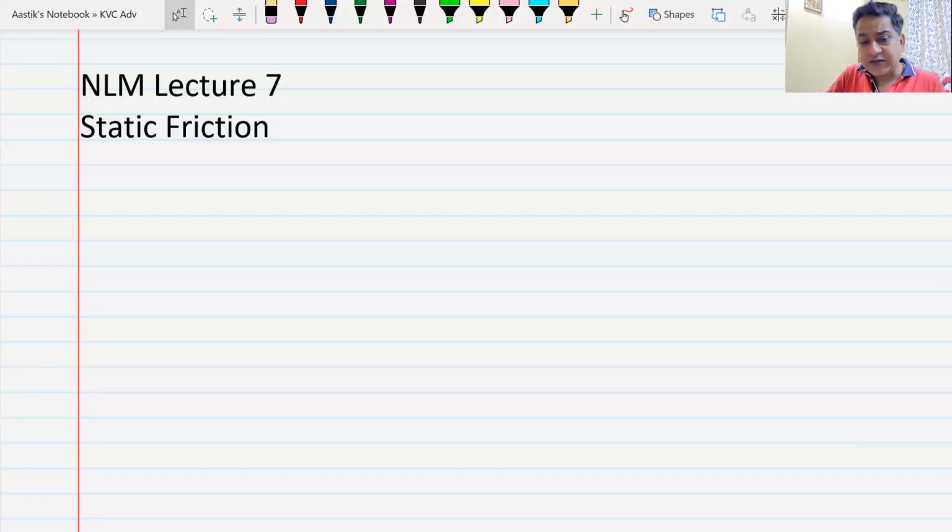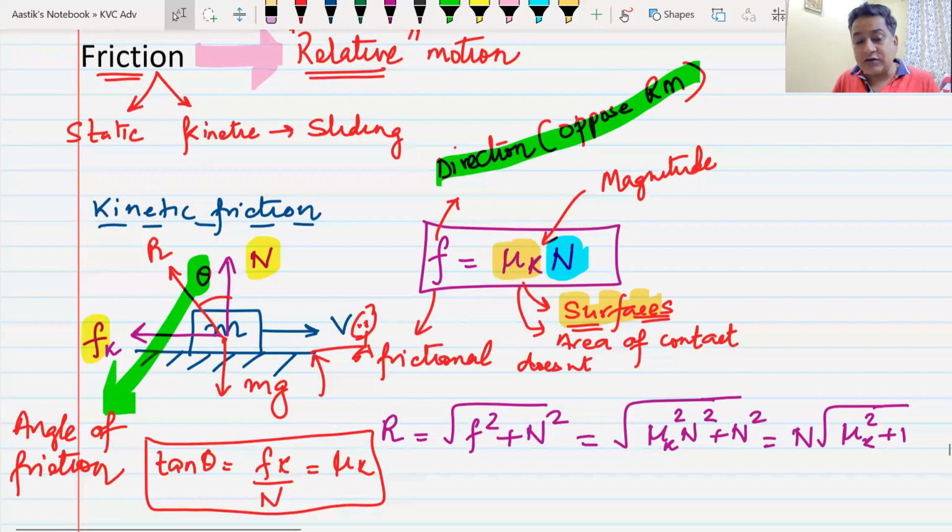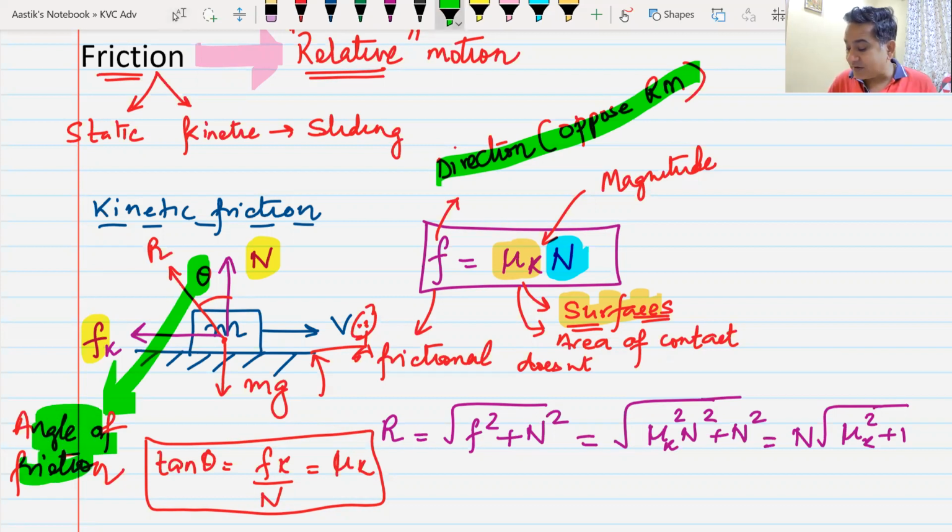Before going on to static friction, let us have a quick recap of what we had done in the previous class. In the previous class, we had seen the kinetic friction or dynamic friction, and we had seen that the value is always mu k into N. If you want to change the value of friction, you have to either change the value of mu k or change the value of N. We had also seen how to find out the contact force, the angle of friction, and the angle of repose. Yes or no?